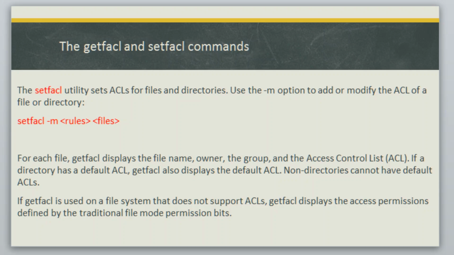The setfacl utility sets ACLs for files and directories. Using the -m option, we can add or modify the ACL of a file or directory. So we see that command here: setfacl, -m, and then the rules we want to apply, and then the files we want to apply them to.